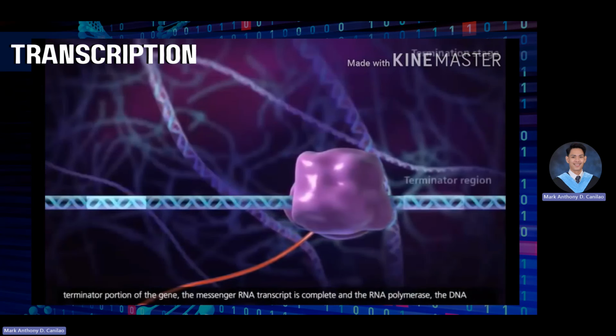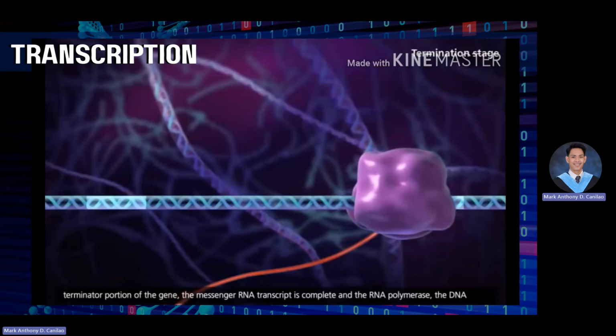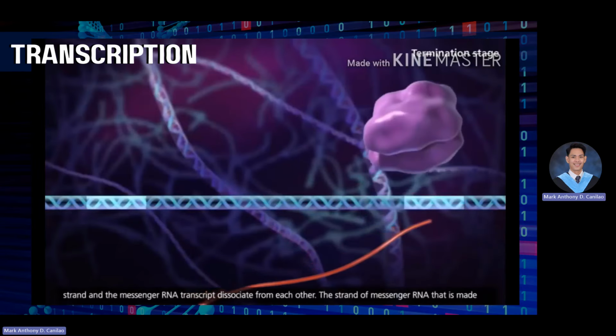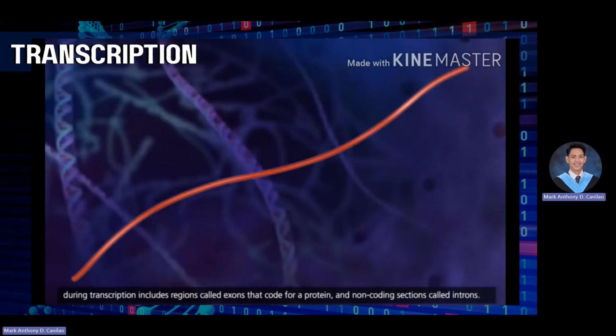Once the RNA polymerase reaches the terminator portion of the gene, the messenger RNA transcript is complete, and the RNA polymerase, the DNA strand, and the messenger RNA transcript dissociate from each other. The strand of messenger RNA that is made during transcription includes regions called exons that code for a protein, and non-coding sections called introns. In order for the messenger RNA to be used in translation, the non-coding introns need to be removed, and modifications such as a 5' cap and a 3' poly A tail are added.